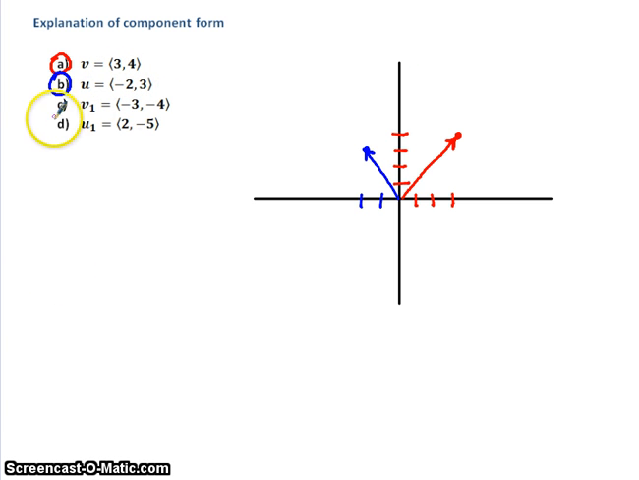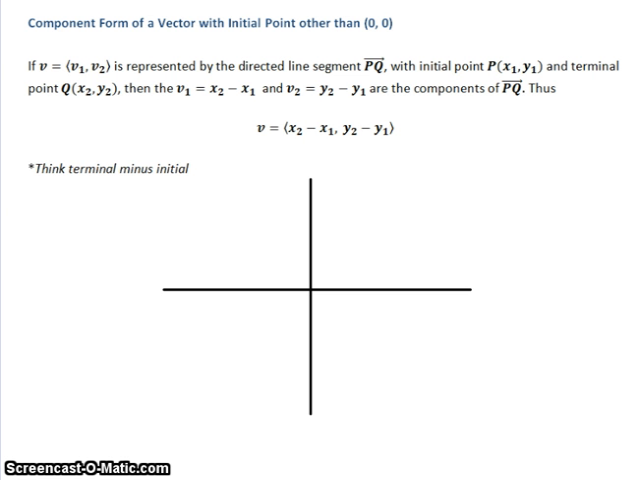Let's just look at one more, part C. We go out -3, we go down -4, and so we have our vector going off in the negative x and the negative y direction, and that's represented once again in our component form. Okay, let's move on to the next one.